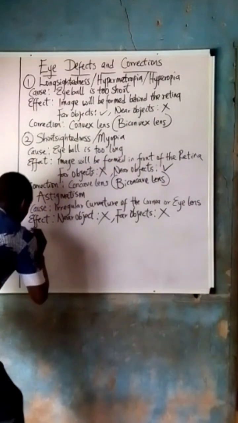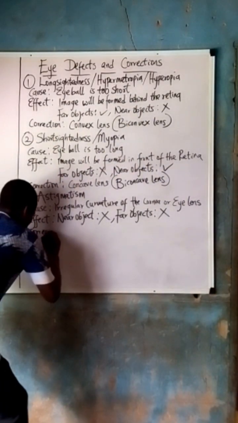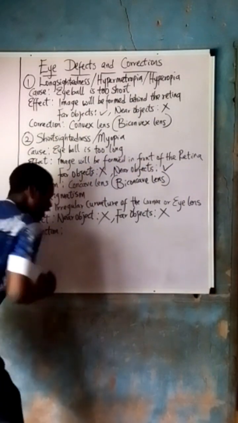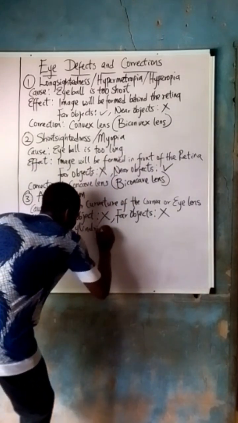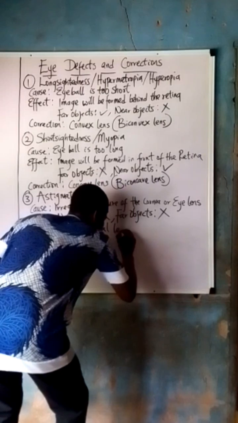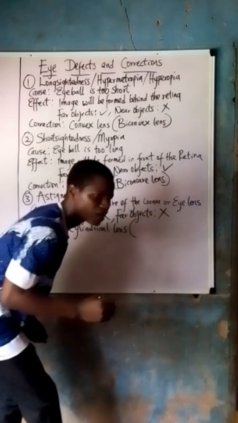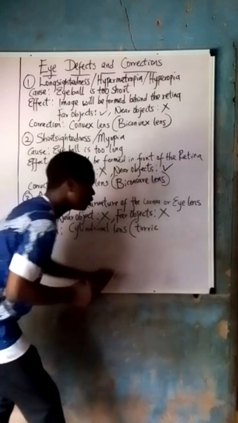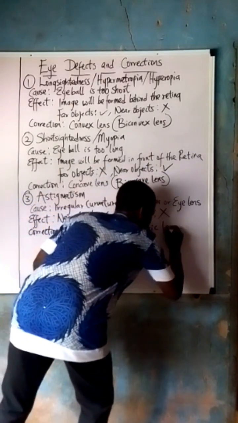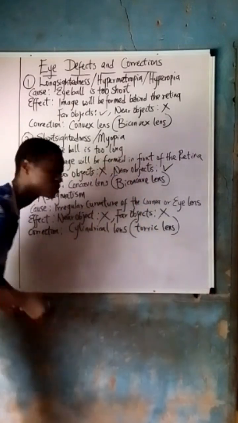Now, how do you correct it? What is the correction for this one? Guys, we make use of what is called cylindrical lenses. Cylindrical lens, or if they want to be advanced, they will call it toric lens. Toric, T-O-R-I-C. Toric lens is the same thing they are talking about.